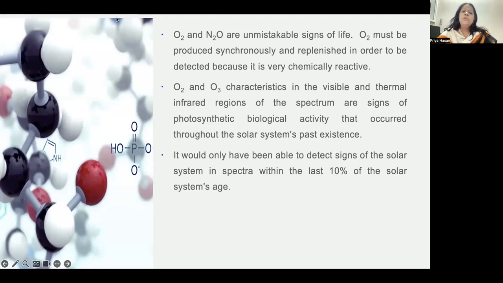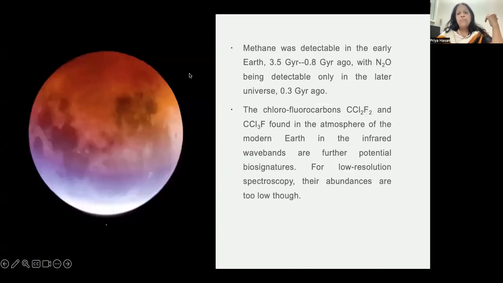Now, oxygen and ozone can be detected in visible and thermal infrared regions of the spectrum. These are signs of photosynthetic biological activity that occurred throughout the solar system's past existence. And like I said, it would be possible to detect these signs of life only in the last 10% of the solar system's age.